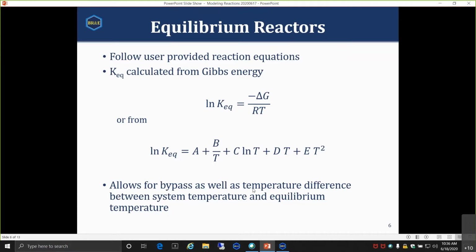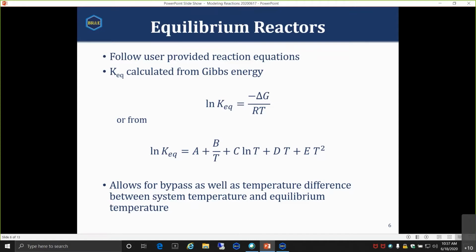It will also allow you to have a temperature difference between the system temperature, meaning the temperature that the stream is at, and the temperature at which the equilibrium is calculated. This can become useful if you have a heterogeneous catalyst and the catalyst operates at a different temperature than the bulk or the stream temperature.